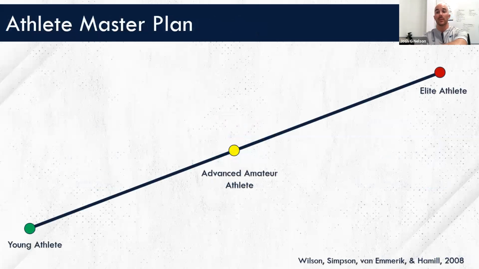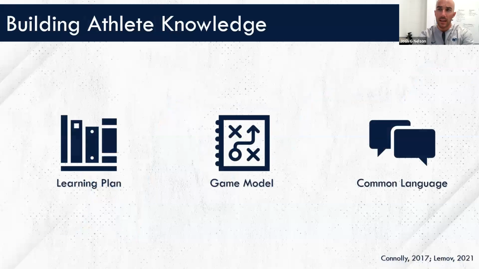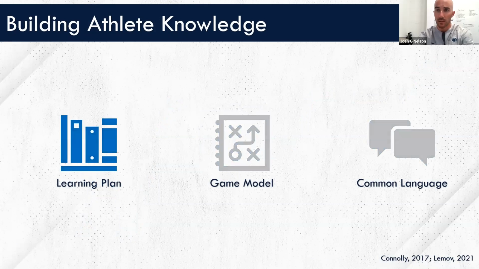Also keeping in mind that athlete development is far from linear. We would all wish that it would be a straight line from young athlete to advanced amateur to elite level. But in all honesty, most of the time the path of our athletes is what we call non-linear. There's ups, there's downs, and we need to think about this as educators as we're developing our athletes. Today, we're going to dig heavily into the learning plan.